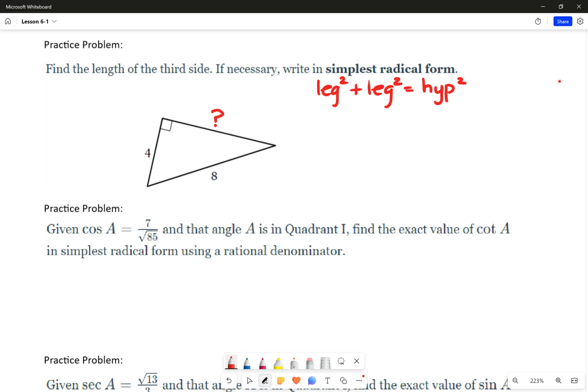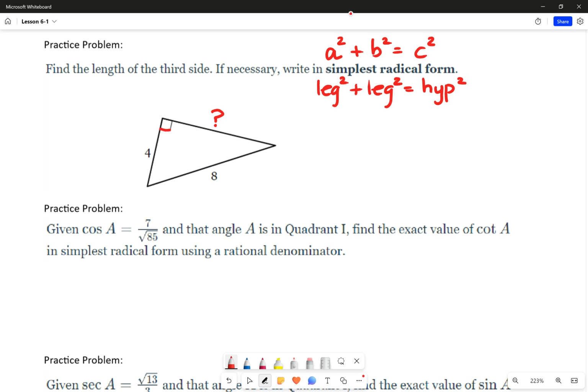Now, what lots of students remember is a squared plus b squared equals c squared. But what I just need you to remember is that a and b stand for legs. Now, your legs are always going to be the sides that form the right angle.